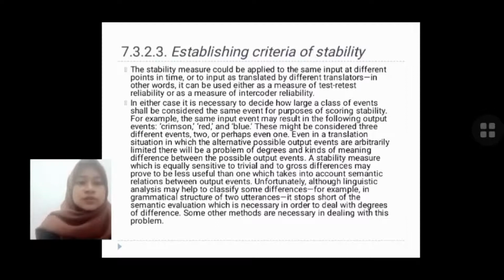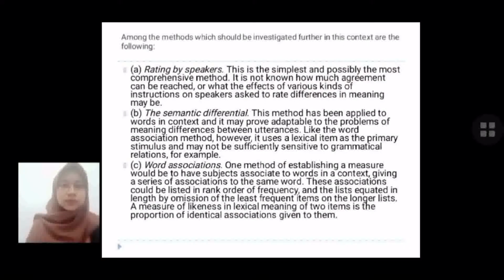Unfortunately, although linguistic analysis may help to classify many differences, for example, in grammatical structure of two utterances, it stops short of the semantic evaluation, which is necessary in order to deal with degrees of difference. Some other methods are necessary in dealing with this problem. Among the methods which should be investigated further in this context are the following: A.